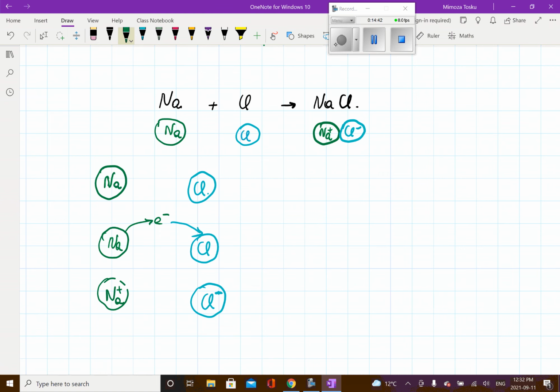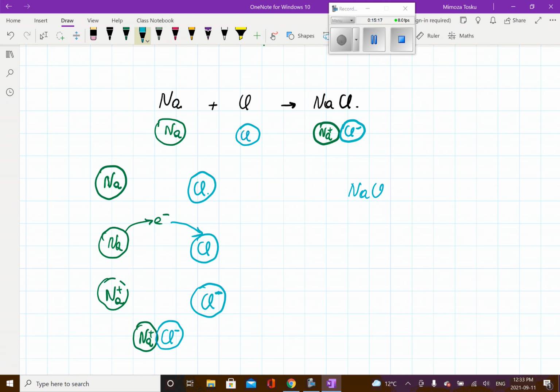Therefore, since they have opposite charges, they will attract each other, because two opposite charges attract each other. Okay, so this is a step-by-step process of sodium chloride formation. When we see it now from the perspective of the oxidation number, then we will have a reaction like this.